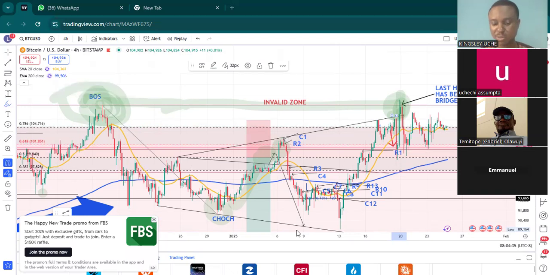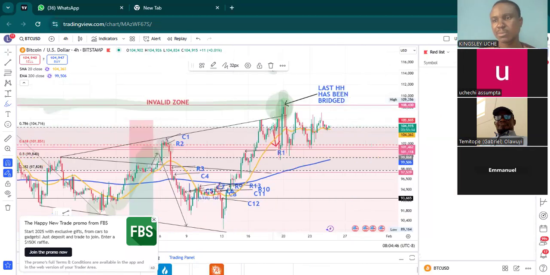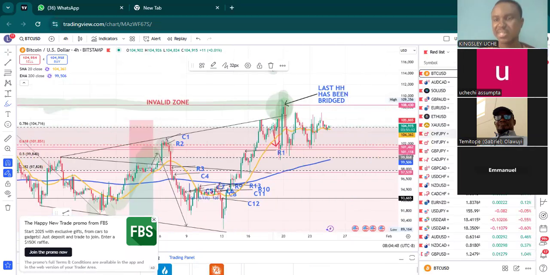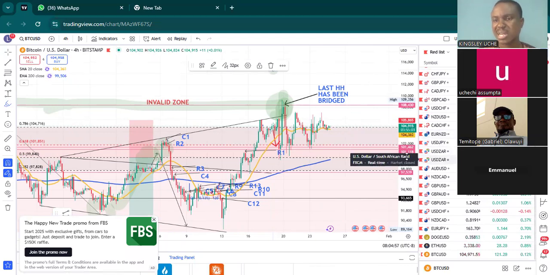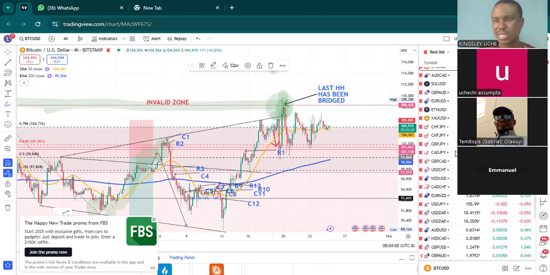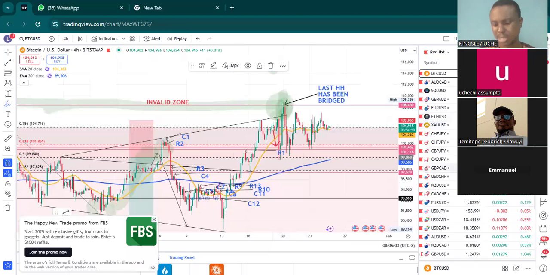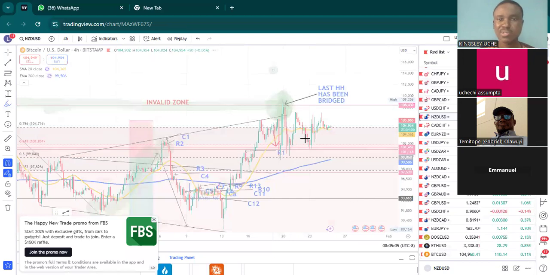So now we're moving towards the second phase. Before I do that, I'm going to quickly take an example of one pair which is still on the first phase. I'm going to quickly show us how to start from the beginning for the persons who are new, who need to really understand how we move. Okay, NZD USD.